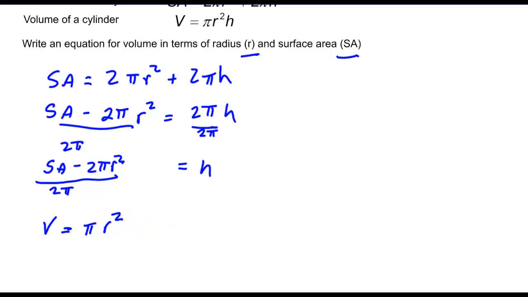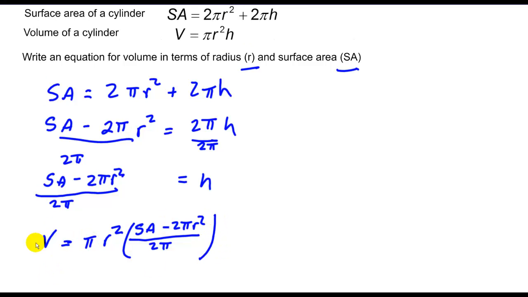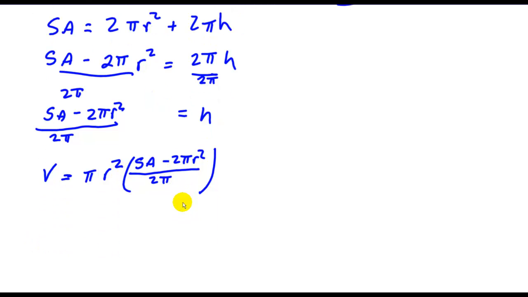So I'm going to make that substitution here and say that I have surface area minus 2 pi r squared over 2 pi, and that is my h value. So notice my volume is now expressed in terms of surface area and radius. The only thing I have to do is clean this up a little bit.